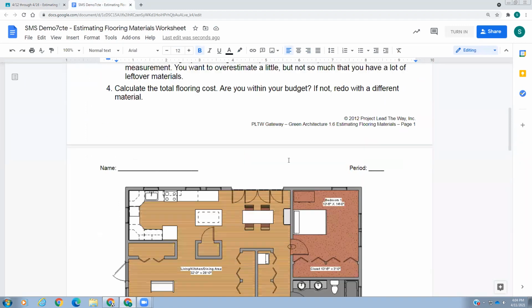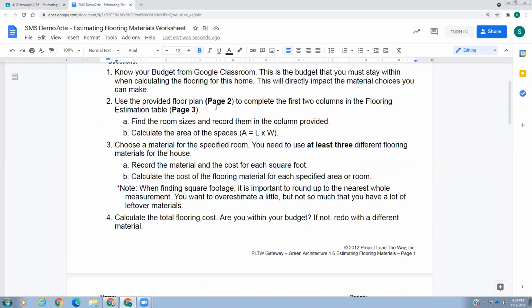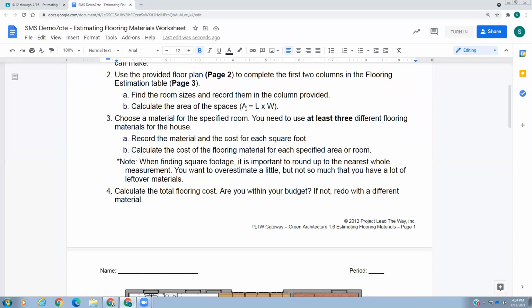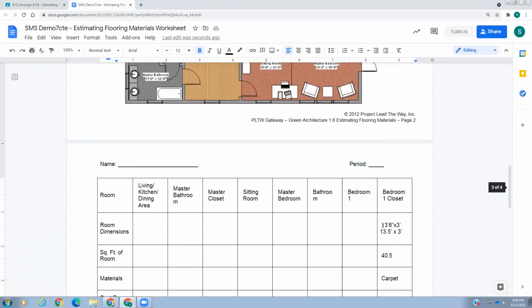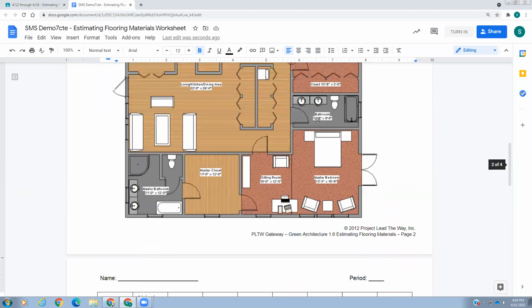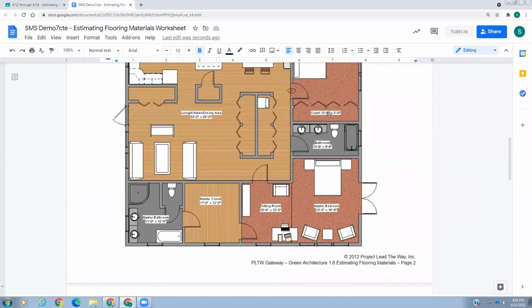We're going to look at page 2 of the Google Doc. Here's the directions as well. So page 2 is the next thing we're going to do. And we're going to get all of these dimensions. So I'm going to do the closet right here with you guys. The closet dimension is 13 feet 6 inches by 3 feet. I got that from right there. 13 feet 6 inches by, oops, that's the bathroom, by 3 feet right up there.